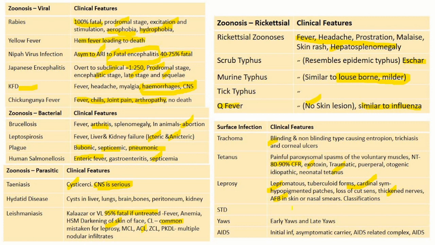STD: the clinical features will be given in the treatment. Usually urethral discharge, vaginal discharge, lower abdominal pain, scrotal swelling, inguinal buboes. Yaws will present as early yaws and late yaws. AIDS will present as initial infection, asymptomatic carrier state, then AIDS-related complex, and AIDS. Here the immune system is compromised, but there will not be any opportunistic infection or cancer. So that is the major difference.